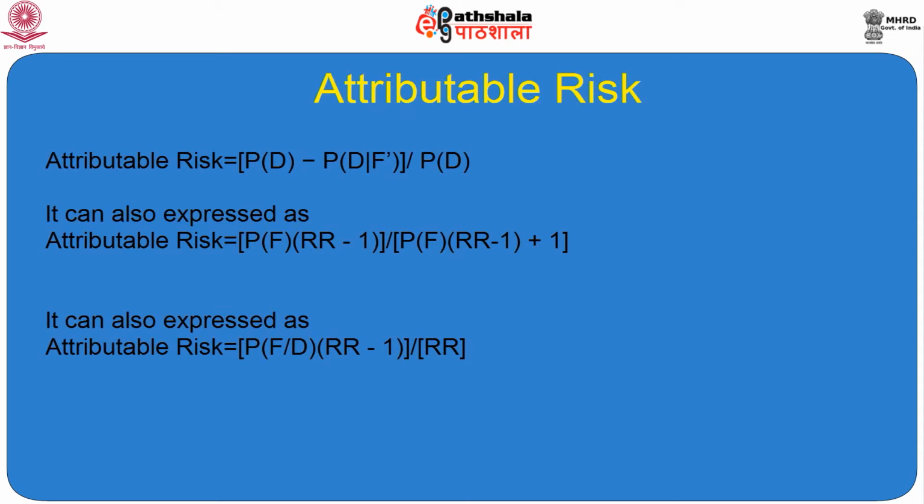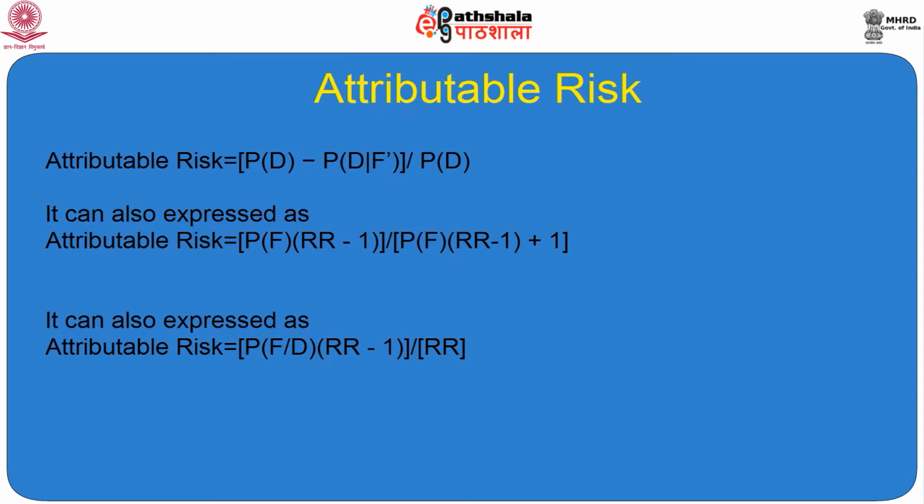In the context of relative risk, the attributable risk can be defined as the probability of F given D multiplied by RR minus 1 divided by RR. So there is a close relation between relative risk and attributable risk.